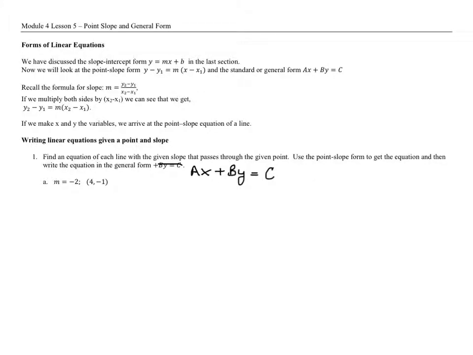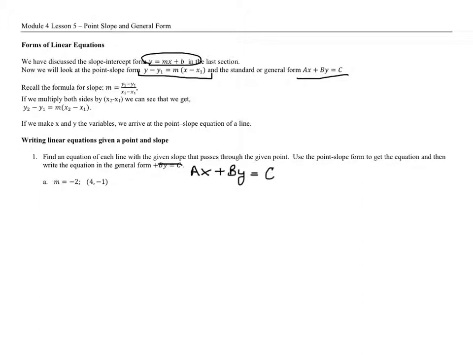Lesson 5, Module 4 talks about the point slope and the general form of a line. Okay? So last section we talked about the slope-intercept form, which is my personal favorite. But now we're going to look at the point slope form, which is y minus y1 equals m times the quantity x minus x1, and then this standard form, ax plus by equals c.